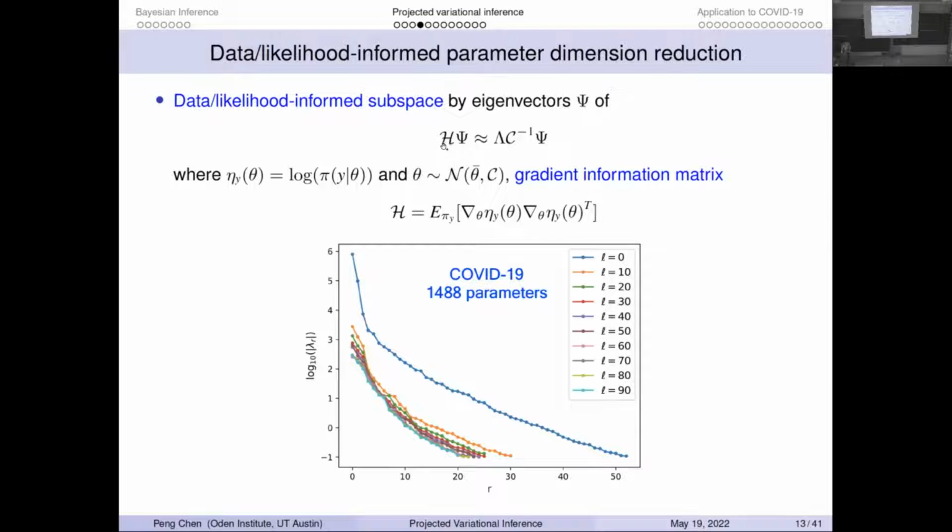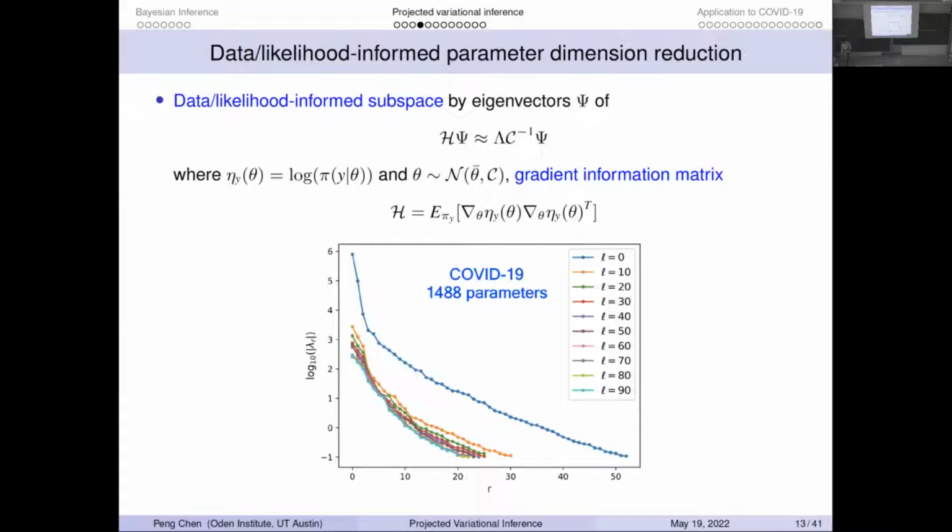And then if you solve this generalized eigenvalue problem, the eigenvalue tells you the following. If the eigenvalue is very big, that basically means the data tells you a lot for the dimension corresponding to this eigenvector. And if the eigenvalue becomes very small, that basically means the data doesn't tell you much. It's primarily coming from the prior information.